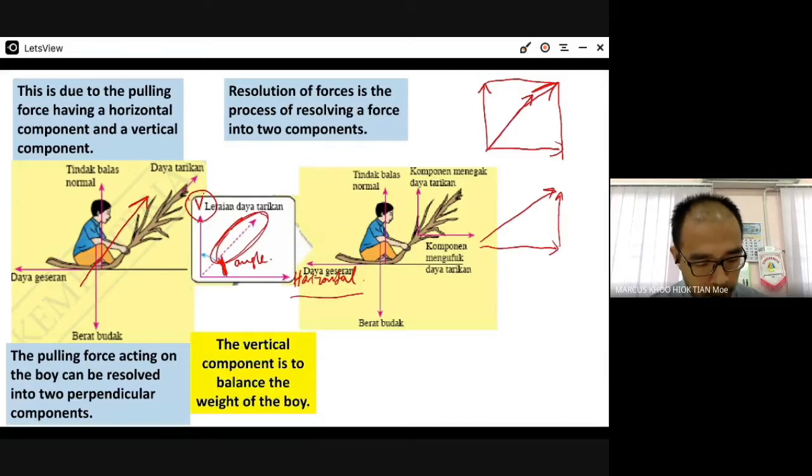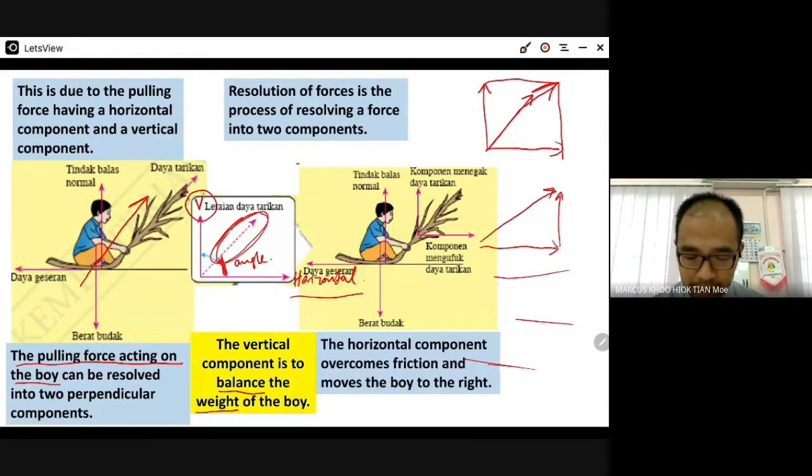Okay, so it says over here, the pulling force acting on the boy can be resolved into two perpendicular components. They must be 90 degrees. The vertical component is to balance the weight of the boy. And the horizontal component overcomes the friction and moves the boy to the right.